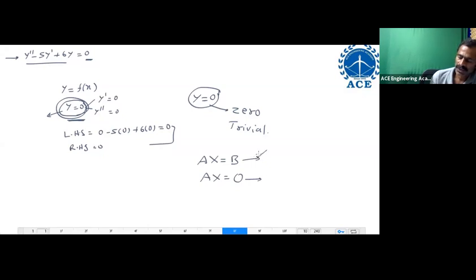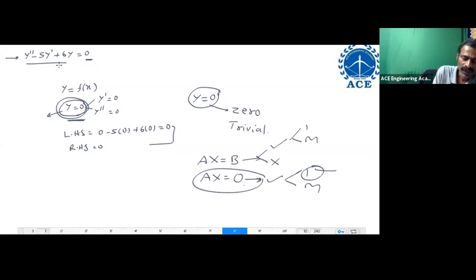For the non-homogeneous system, a solution may or may not exist; if it does, there may be one or many solutions. But for every homogeneous system, a solution always exists, and it may be one or many. This one solution is called the zero solution or trivial solution of the homogeneous system. Just like that, for this homogeneous differential equation, y equal to 0 is always a solution, and this is called the zero solution or trivial solution.